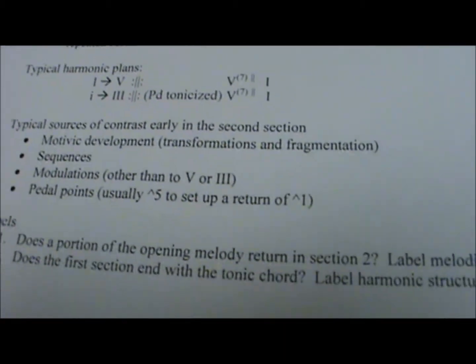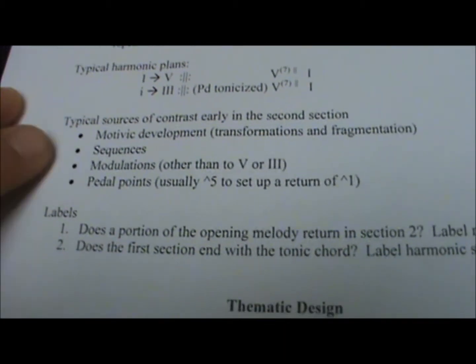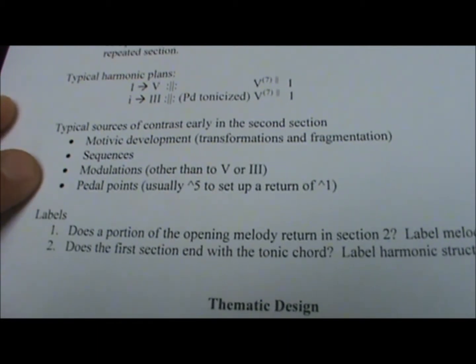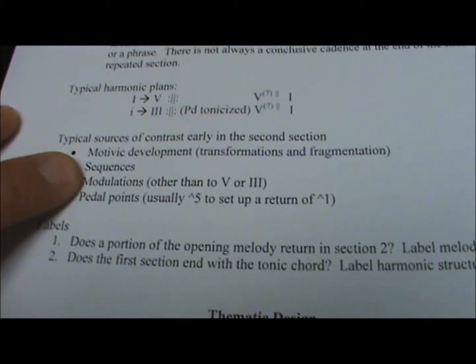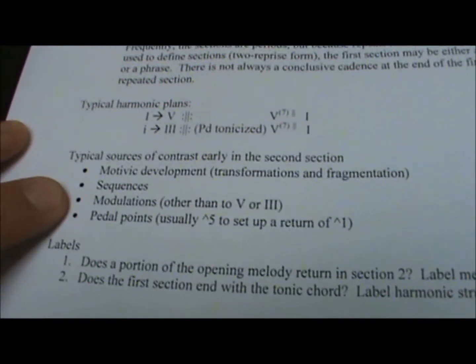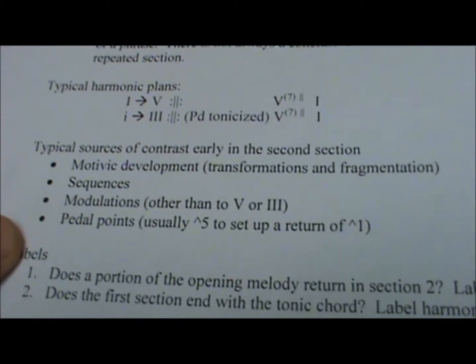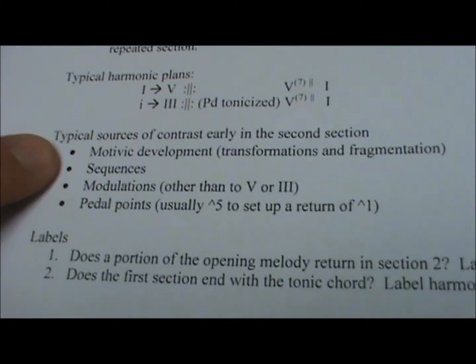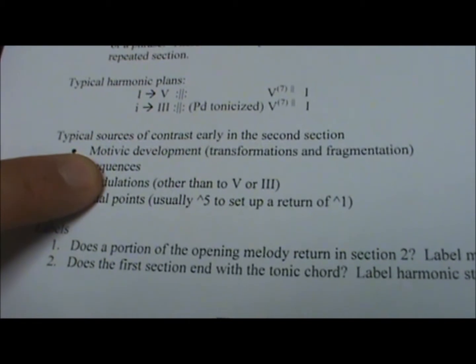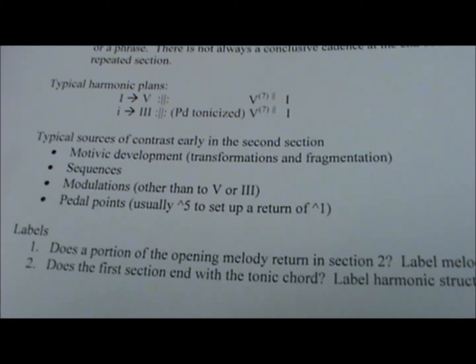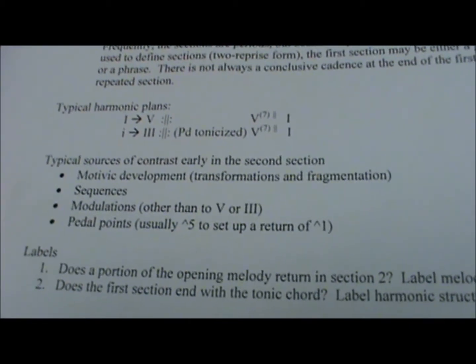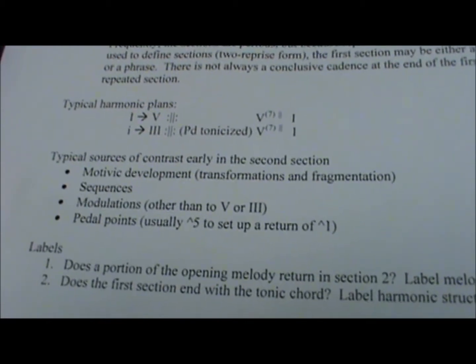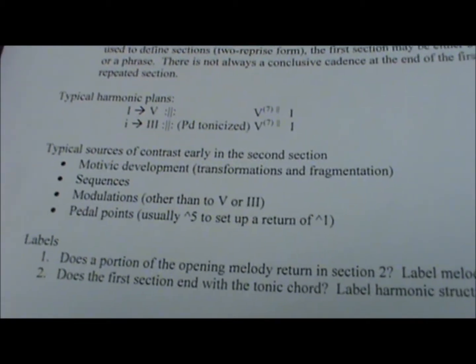Okay, now here we just covered typical sources of contrast early in the second section: motivic development, sequencing, modulation, and pedal points. Good. Okay, so we covered a lot of that, and I didn't really make a point out of it, but that motivic development came up when we said it's not a new theme, it's old motives reused, transformed in different ways.